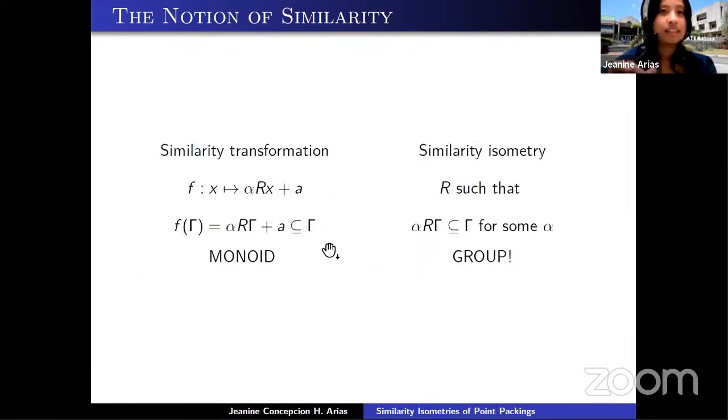The set of similarity transformations of a lattice can only form a monoid at most, meaning it's almost a group, except it is not closed under inverses. But if we exclude translations and only consider the set of rotations or reflections, then the resulting set of linear isometries will form a group. This linear isometry satisfying this condition is referred to as a similarity isometry, and that is what we want to study.